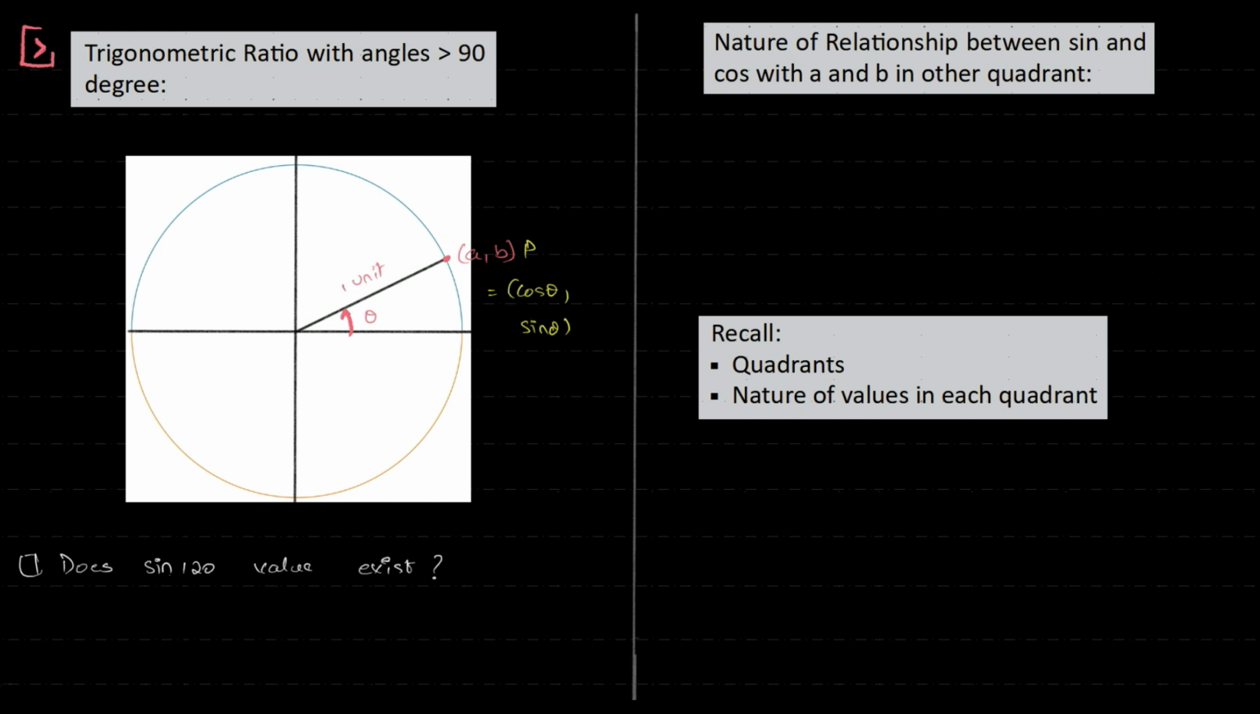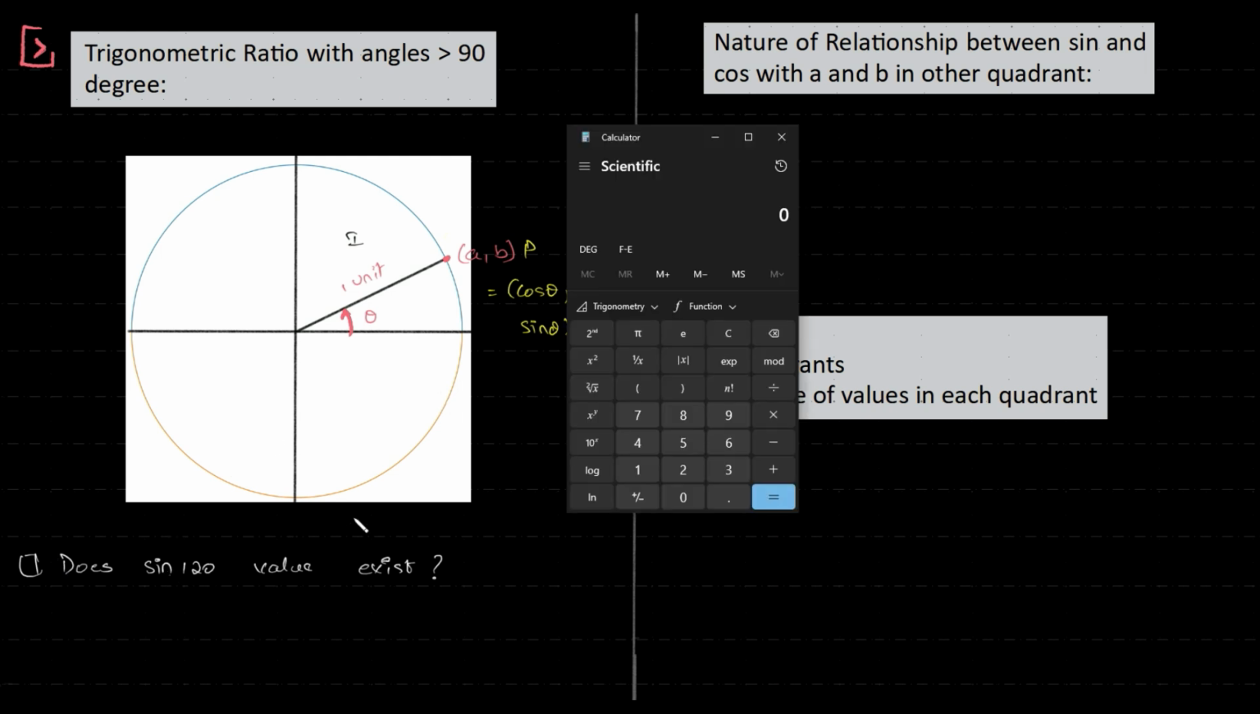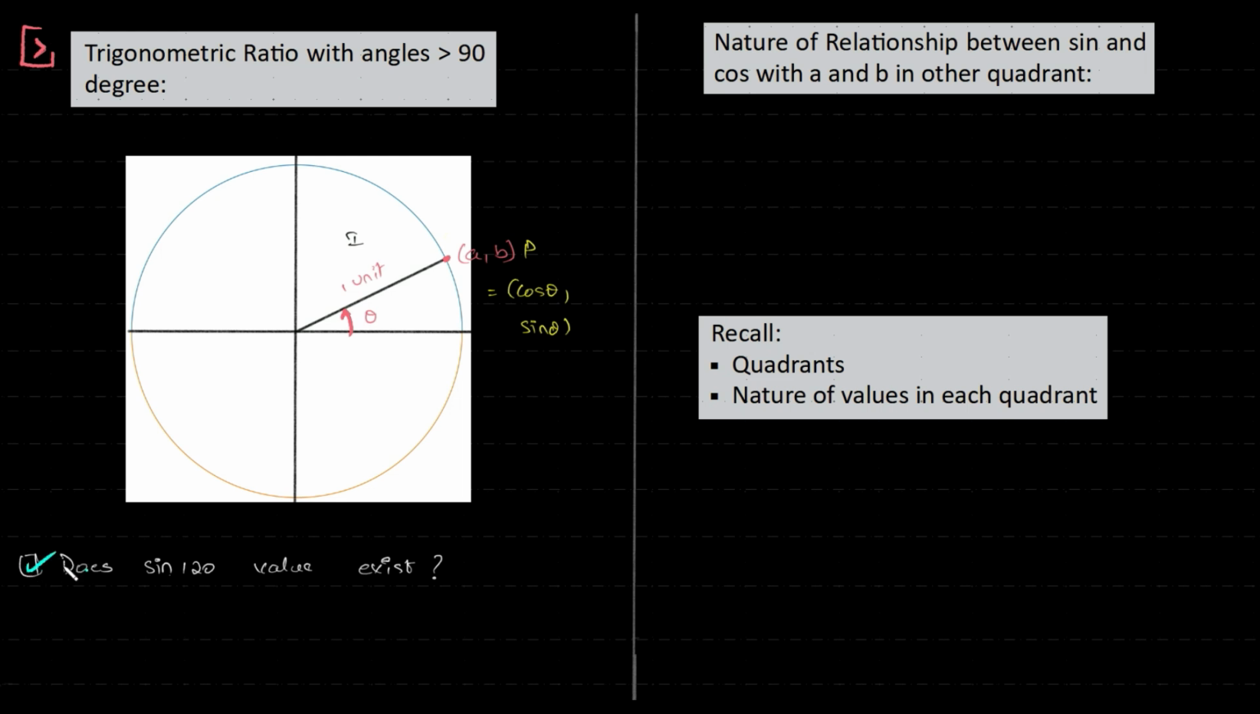So all of this is good for your first quadrant. Now we're looking at values which are beyond the first quadrant, 90 plus basically. So the first thing is, do those values exist? Do we have sine of 120, for example? I'm typing in 120. These are in degrees. The sine of this value turns out to be 0.866. So it does exist. It is a real set of values. We do have these values.